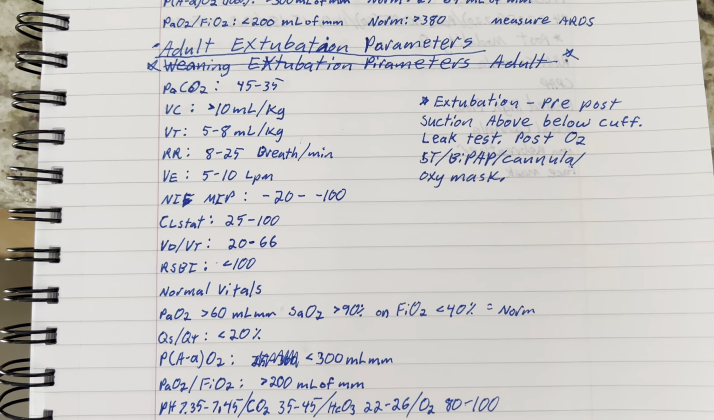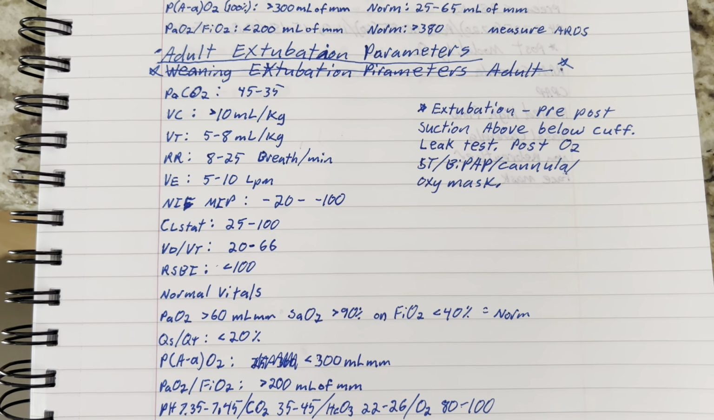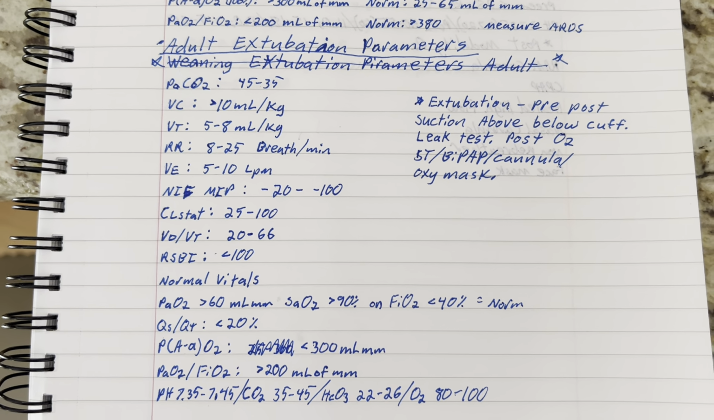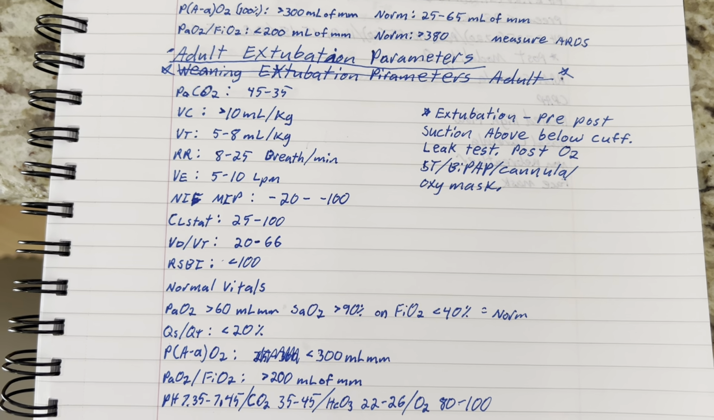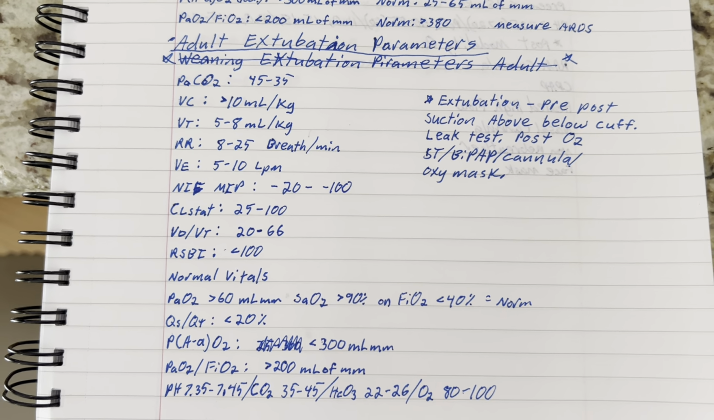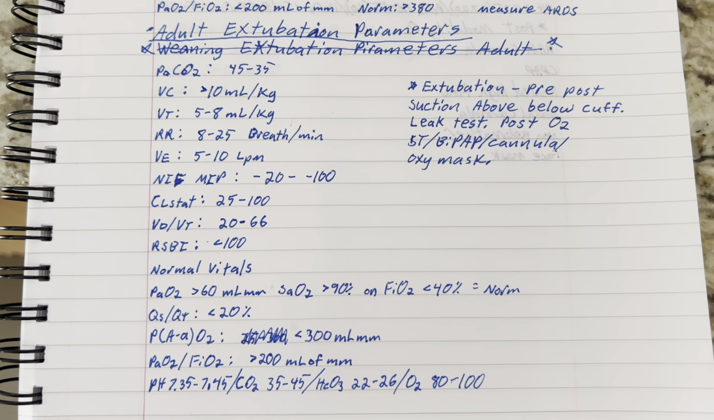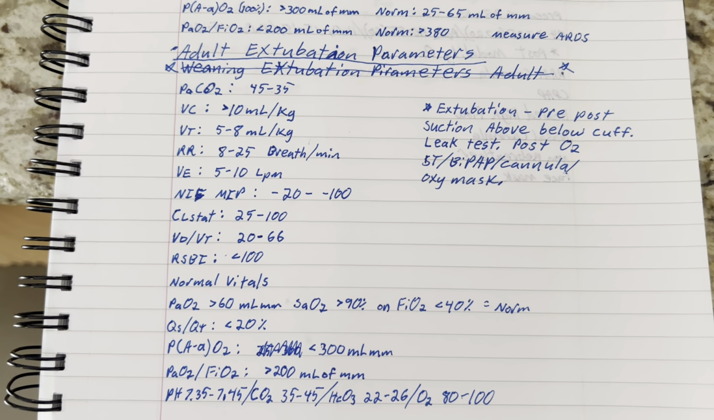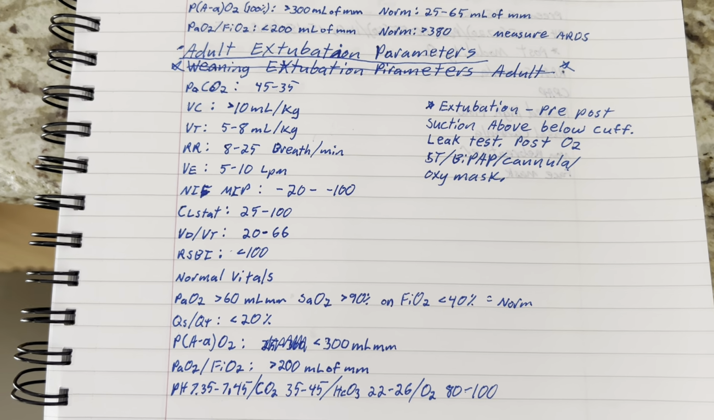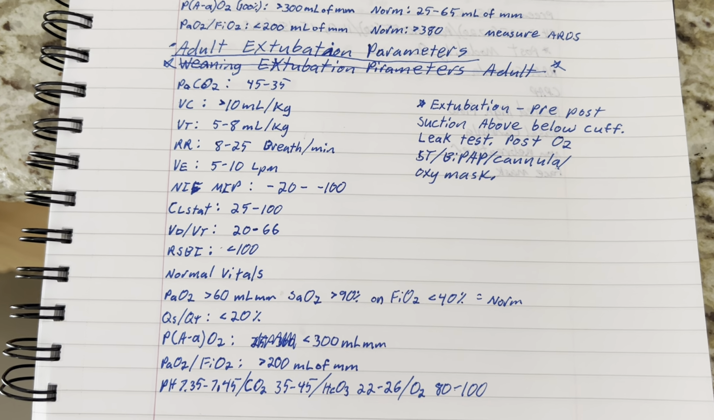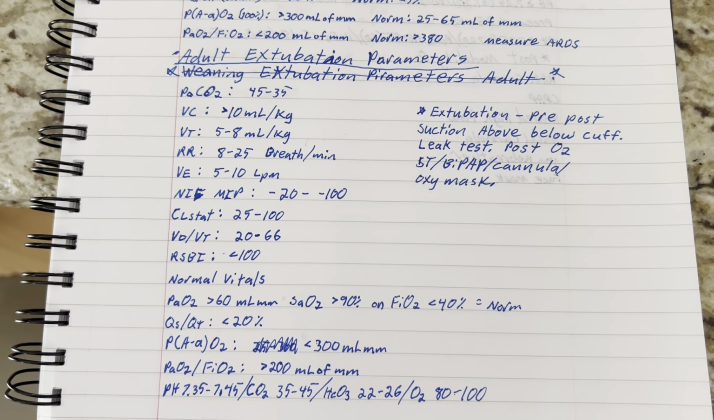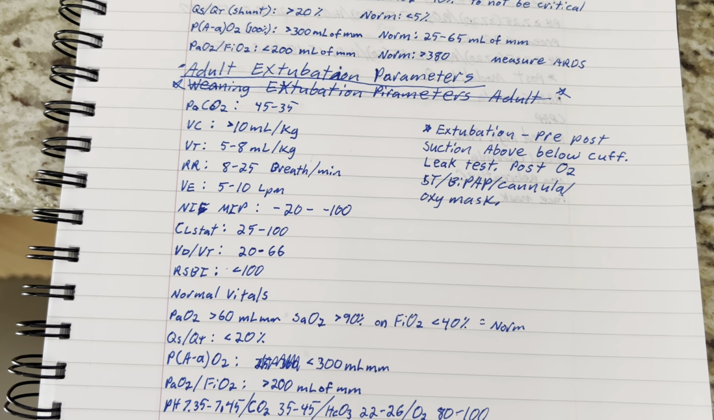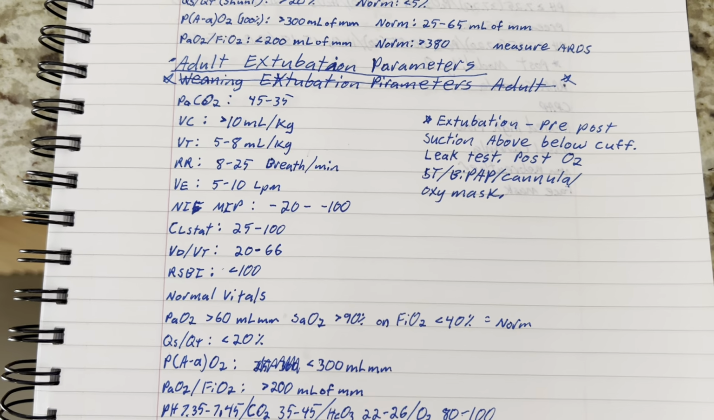With extubation, you want to do pre and post suction. For the pre-suction, you want to suction above the cuff and below the cuff. If you hear stuff in the lungs, some junk, you always want to suction afterwards just to make sure if they need it. Then you want to do a leak test before you extubate to make sure that the airway hasn't closed, and if it has, then you give them racemic epinephrine.